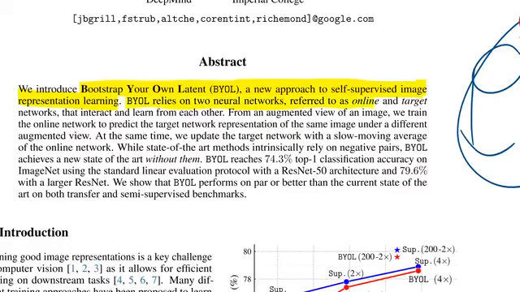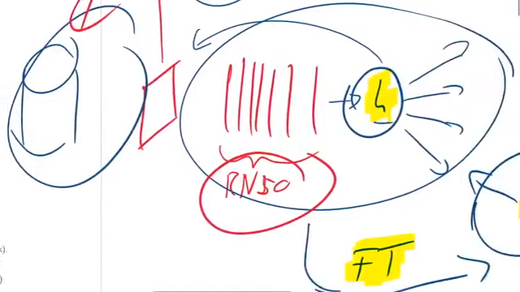BYOL relies on two neural networks referred to as online and target networks that interact and learn from each other. From an augmented view of an image, we train the online network to predict the target representation of the same image under a different augmented view. Okay, that's sort of what we saw. So we have the same image under a different augmented view. So what does it mean?